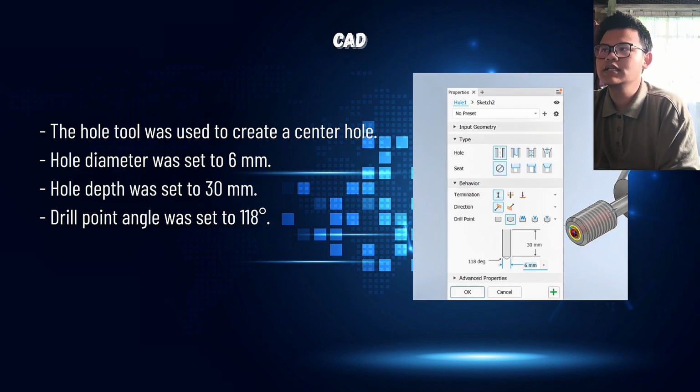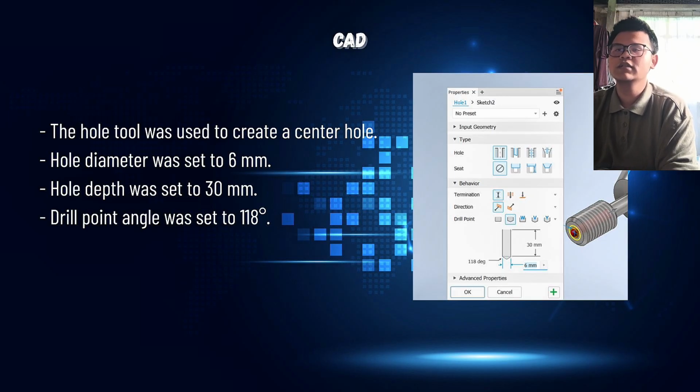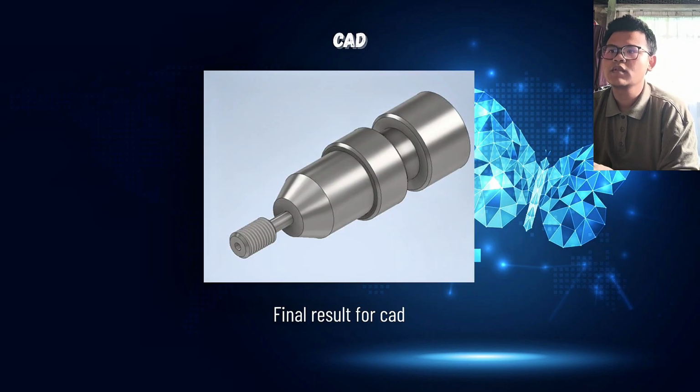Last but not least, the hole tool was used to create a center hole. The hole diameter was set to 6 mm. The hole depth was set to 30 mm. The drill point angle was set to 118 degrees. This is the final result for the CAD.